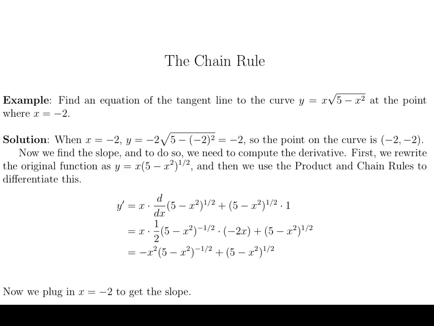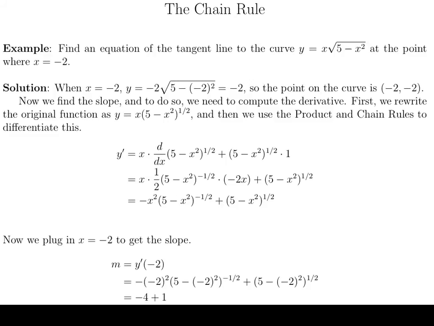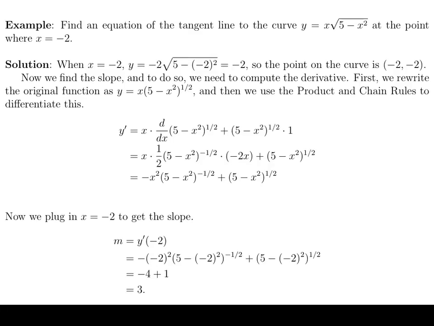All right, let's plug in -2, and that'll give us the slope. Plugging -2 into this thing, we get this big mess. But it's actually not all that hard to work out. This is going to end up being -4 plus 1. You should work that out for yourself to make sure that you agree with that. And so we get a slope of 3.